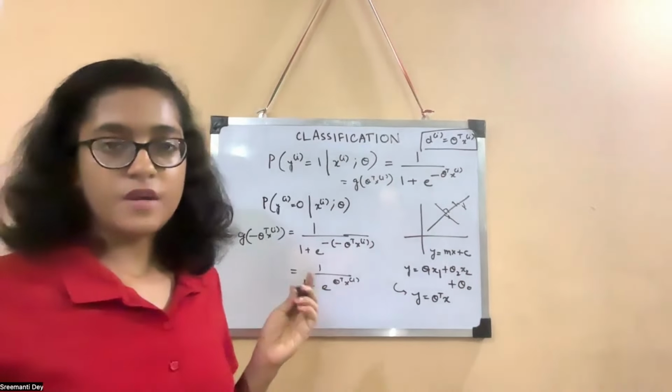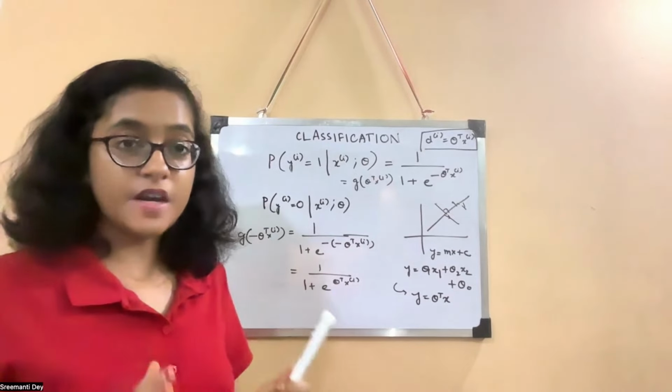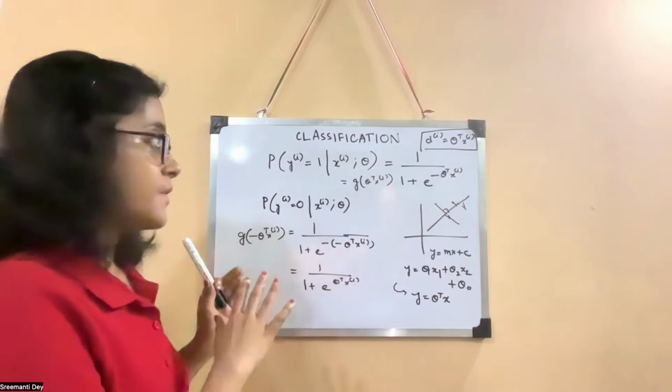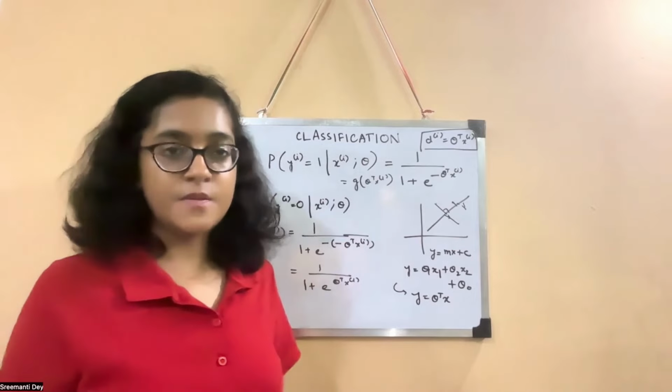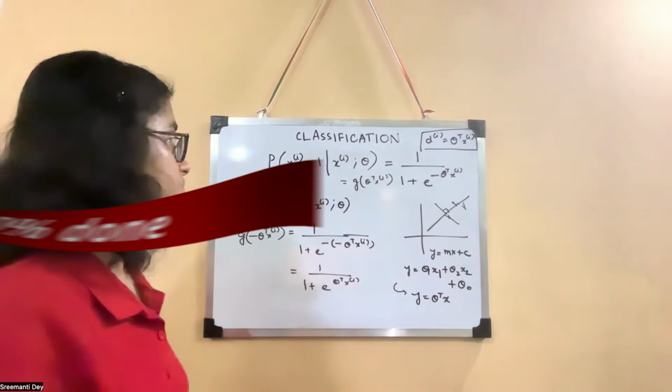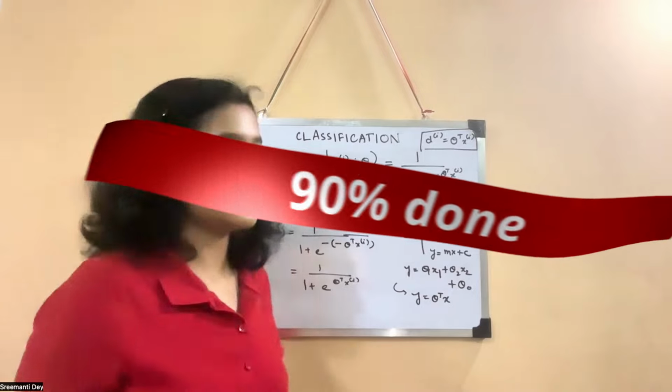Great. So now we have this out of the way. It's very important to get the intuition for this, because once you understand this, 90% of the problem is done. So yeah, we are 90% done.